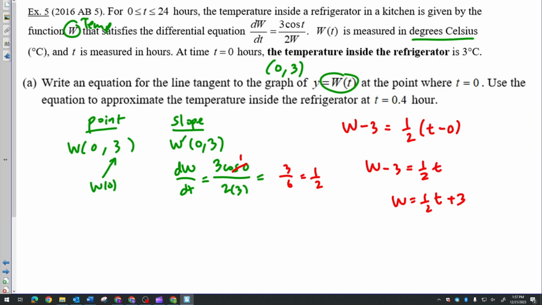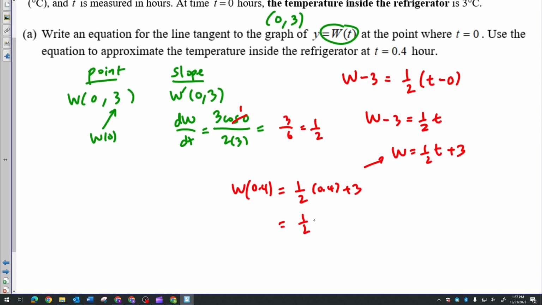Okay, and then use this equation to approximate the temperature at time equals 0.4. So what I'll do is I'll use this equation here and put in time equals 0.4. So this would be 1/2 times 0.4 plus 3. It's kind of hard to do. Actually, if it's a free response, you could actually just leave the answer just like this. I guess if I really wanted to figure it out, I could call this 4/10.